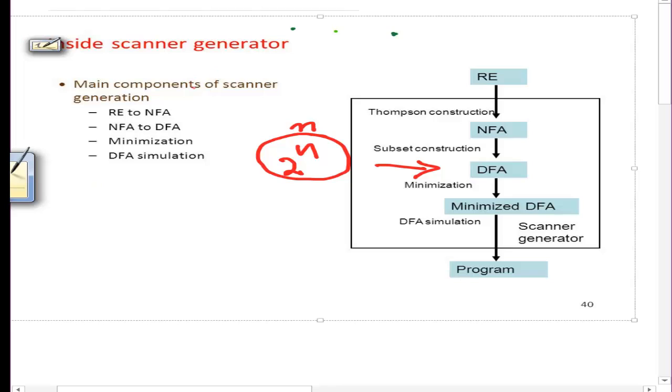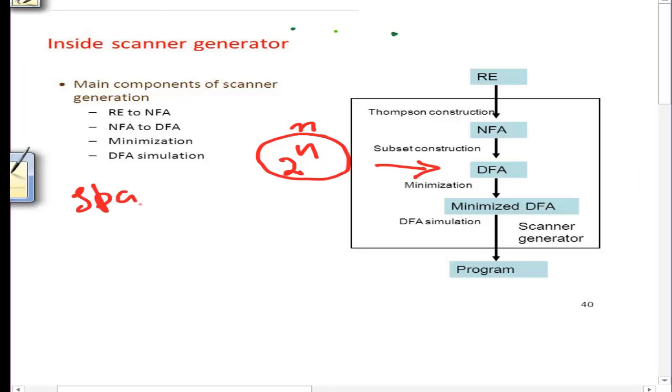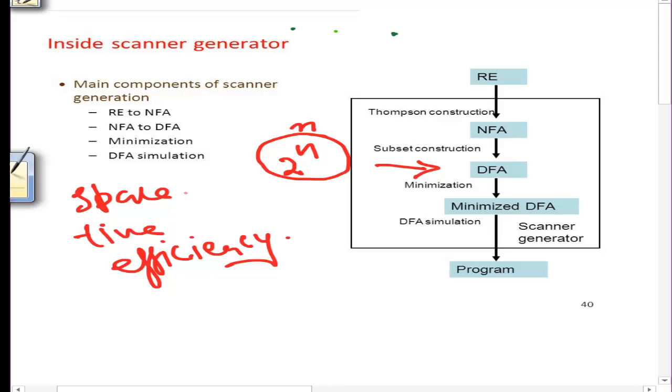This is space. Then we have time and also the efficiency. A larger DFA will take up more space, will take up more time, and will be less efficient. So if we have fewer states, it will take up less space, it will be faster, and it will be efficient. So we have to minimize it.